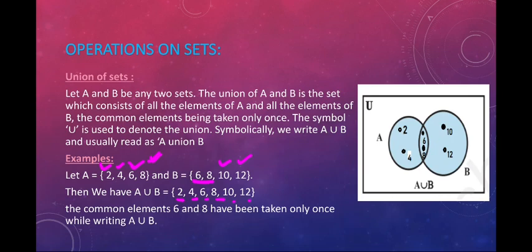When you are representing this in a Venn diagram, A is this circle, B is this circle. Since 6 and 8 are common to both sets, look here, 6 and 8 are in this intersection part, in this common part. So you can say 6 and 8 are part of the first circle as well as the second circle. So this whole blue region is the diagram of A union B.